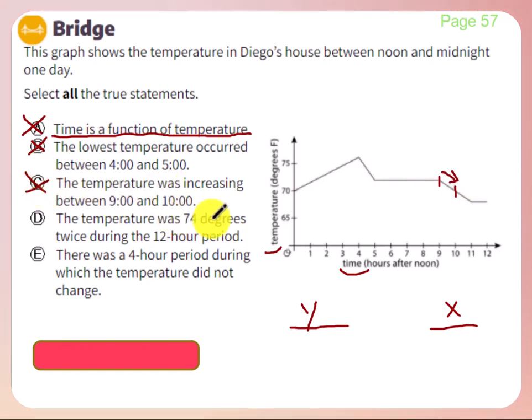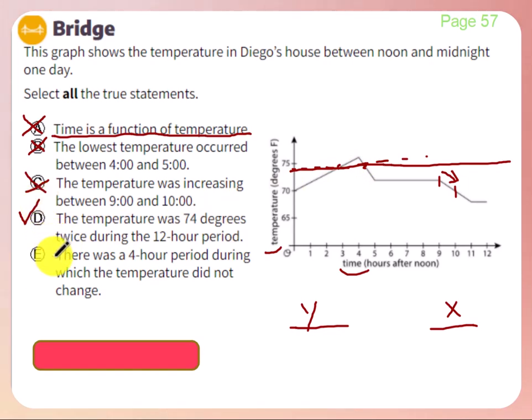The temperature was 74 degrees twice during the 12-hour period. So let me go up on the y-axis to 74. It's about right here, and go across, and let me see how many times I intersect. And that's not a real straight line, but you get the idea. The temperature was 74 degrees twice. So if I draw that straight line across, it's only going to intersect 2 times. So this is true.